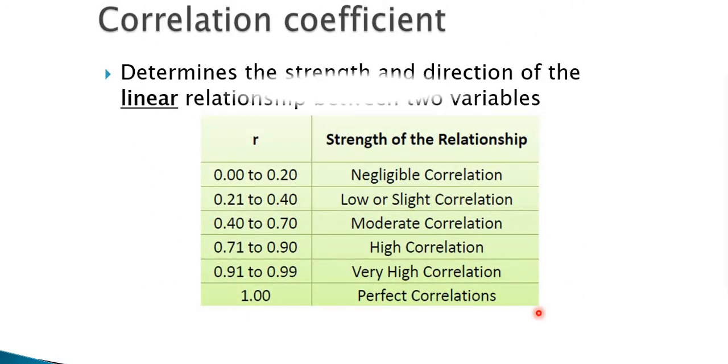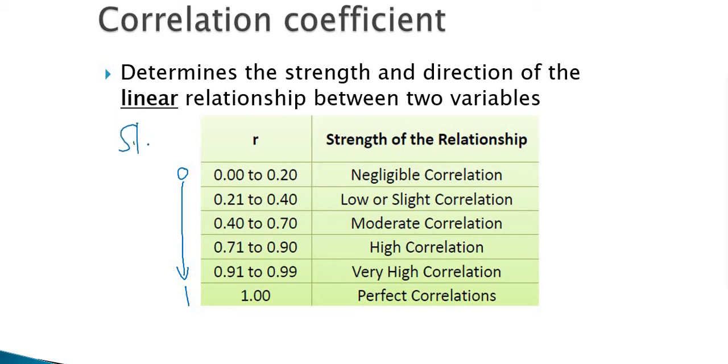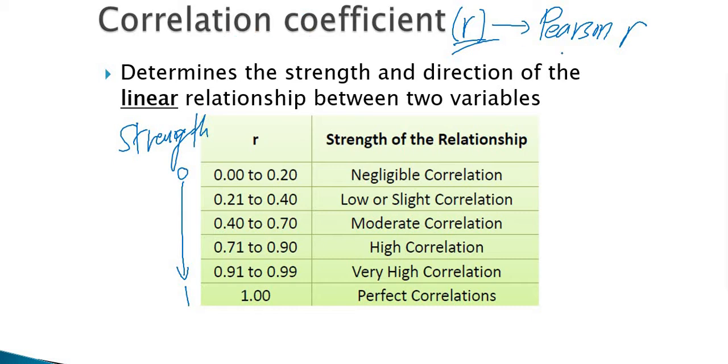The correlation coefficient determines the strength and direction of the linear relationship between two variables. So as you can see, we have here the values from 0 all the way to 1. And this is whether the relationship is positive or negative. So first, these are talking about the strength of the relationship. Our correlation coefficient, by the way, is usually symbolized by R. This is also known as Pearson R, correlation coefficient.